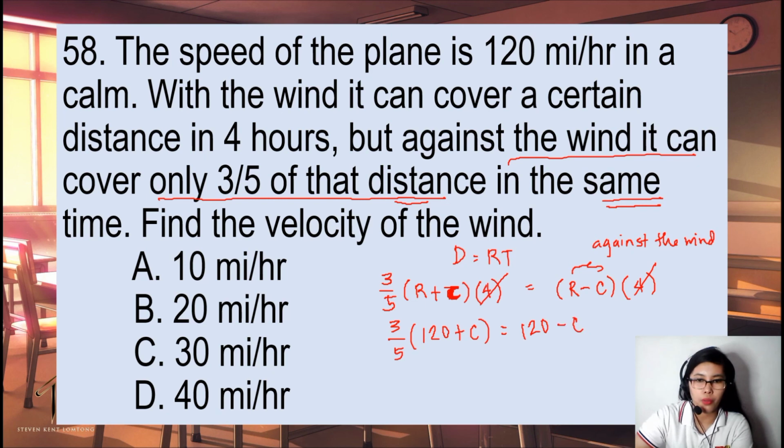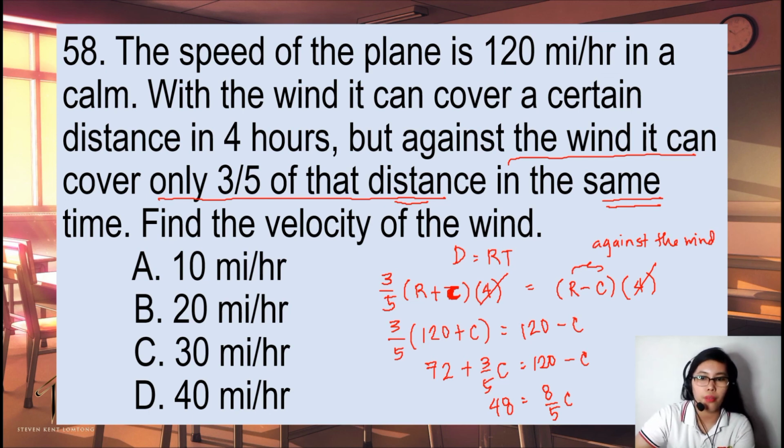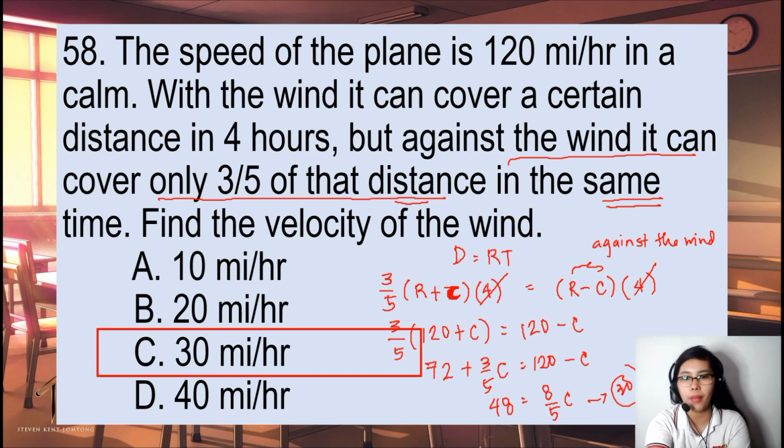So 3/5 times 120, that's 360 divided by 5, 72, plus 3/5 C equal to 120 minus C, and that is 48 equal to 8/5 C, and C is equal to 48 divided by 8, 6, times 5 is 30. Yeah, 30 miles per hour.